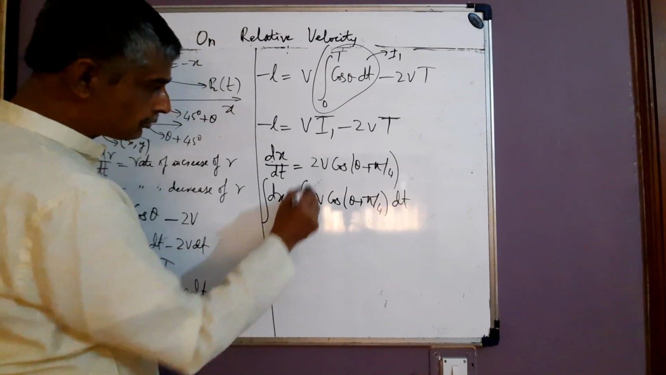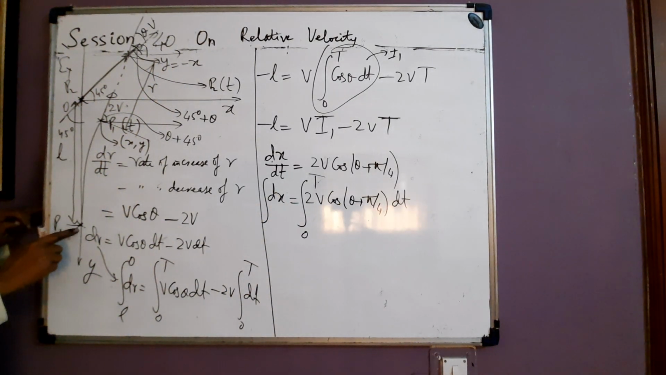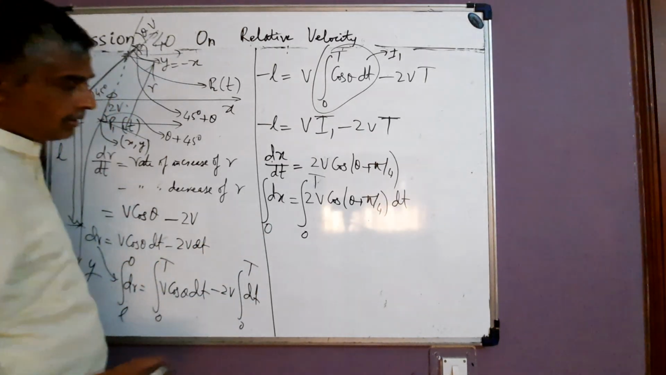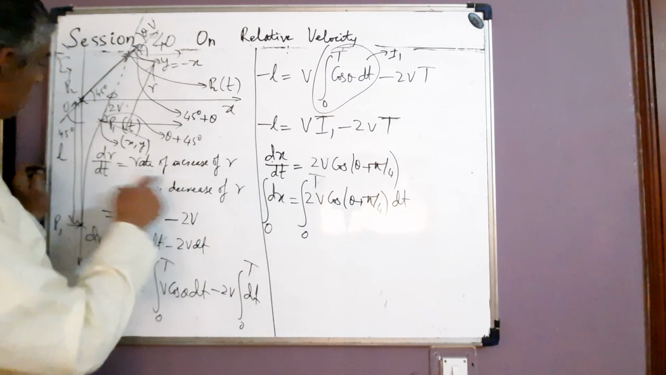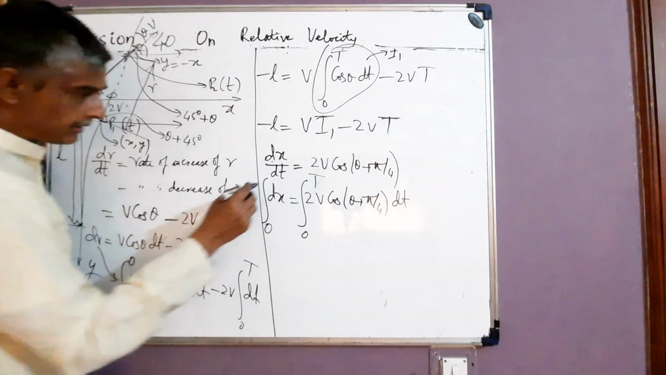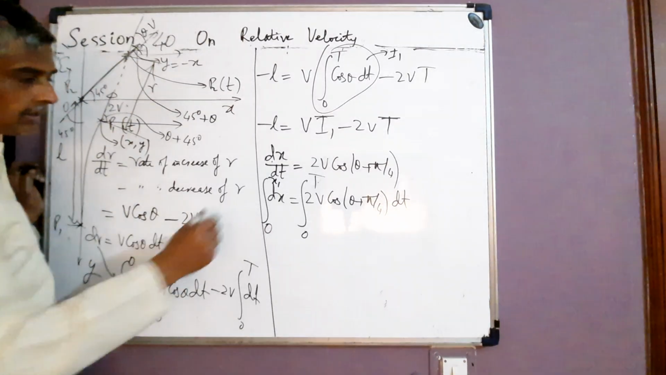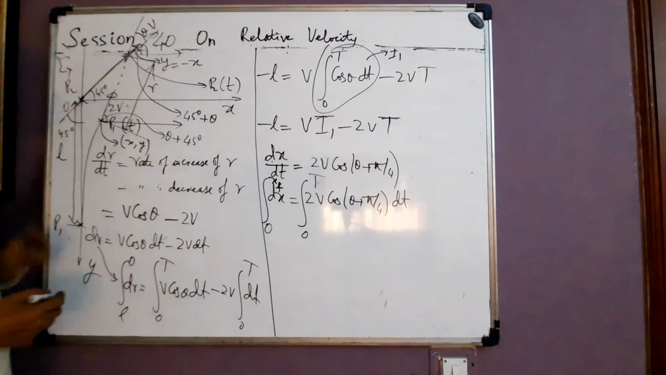The limit of t will be 0 to capital T. Initially the x coordinate of point P1 was 0, it was on the y axis. Now the final x coordinate of point P1, that we have to find. Let's call it xf. Now how to find xf?